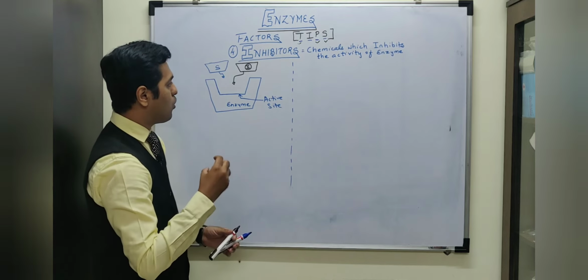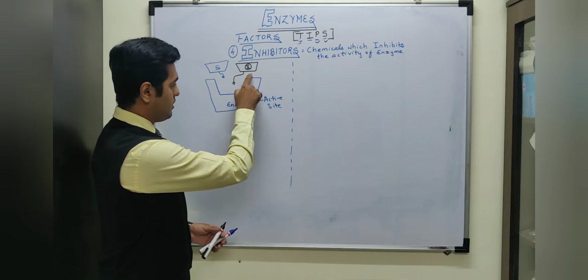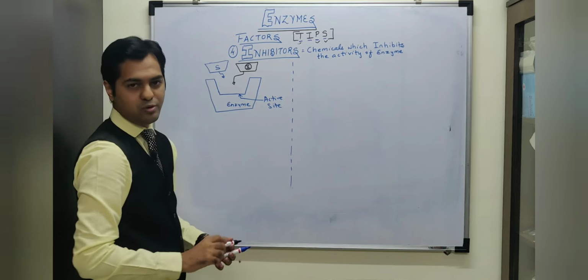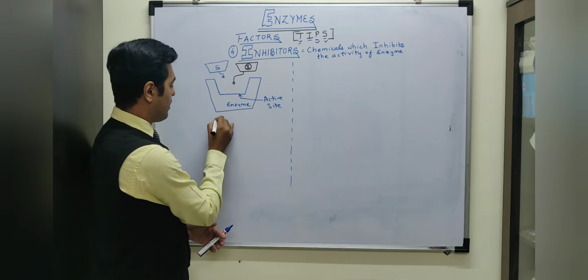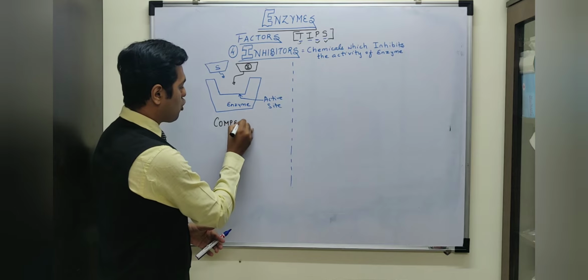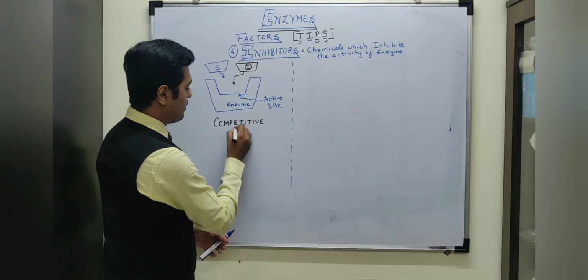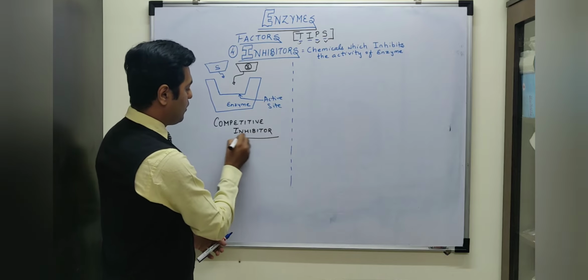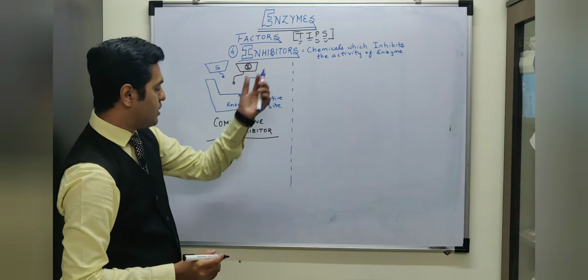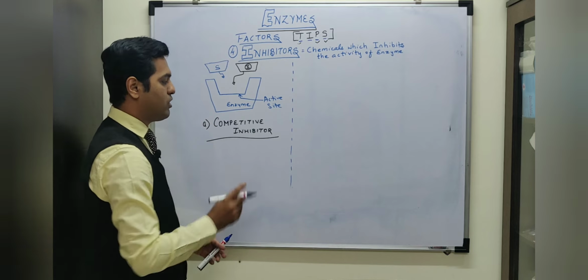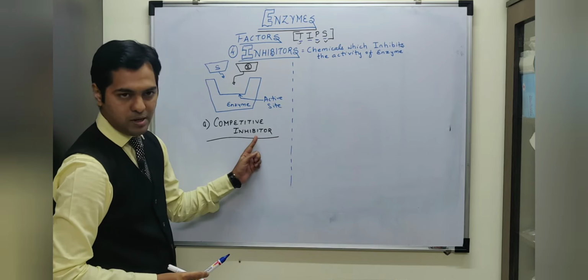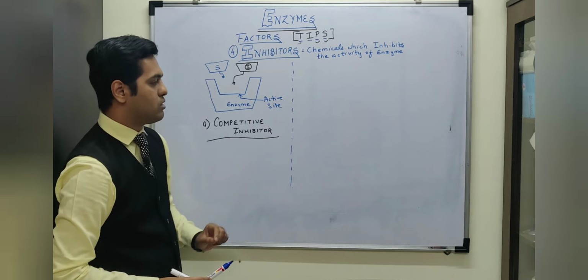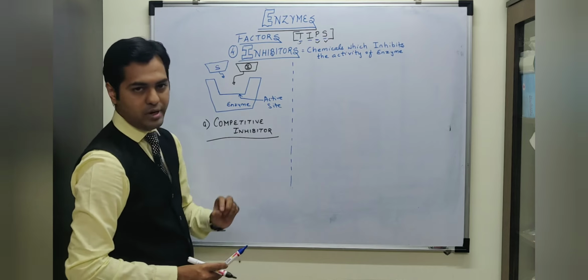So यहाँ पे what is happening is the inhibitor is competing for the active site with the substrate. Hence, this chemical is going to be called a competitive inhibitor. And this mechanism is known as competitive inhibition. So in the inhibitor part, we have discussed the first type of inhibitor, that is a competitive inhibitor, जो chemical active site के लिए compete करेगा against the substrate.